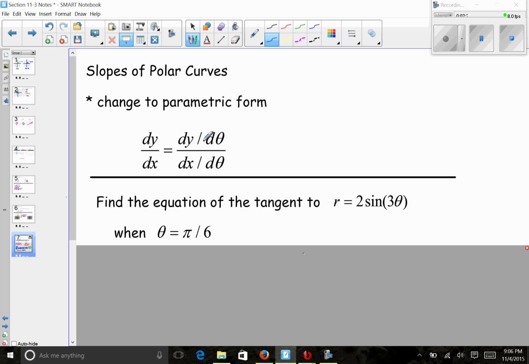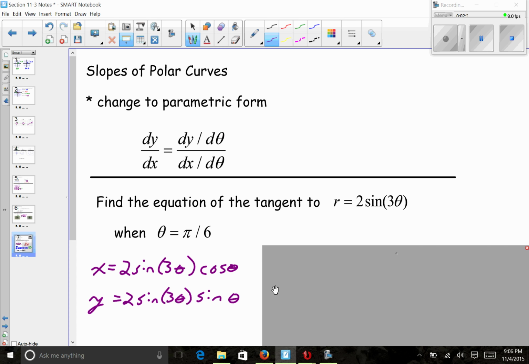So for example, if we are looking for the equation of the tangent to r equals 2 sine of 3 theta, when theta is pi over 6, the first thing I would do is change this polar function into a parametric, which my x is whatever r is, 2 sine of 3 theta, times cosine theta. And y is my r, 2 sine of 3 theta, times sine of theta.